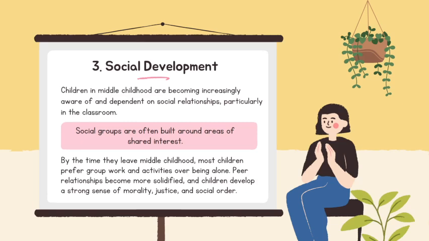Now we'll take a look at social development. Children in middle childhood are becoming increasingly aware of and dependent on social relationships, particularly in the classroom. By the time they leave middle childhood, most children prefer group work and activities over being alone. Peer relationships become more solidified, and children develop a strong sense of morality, justice, and social order.